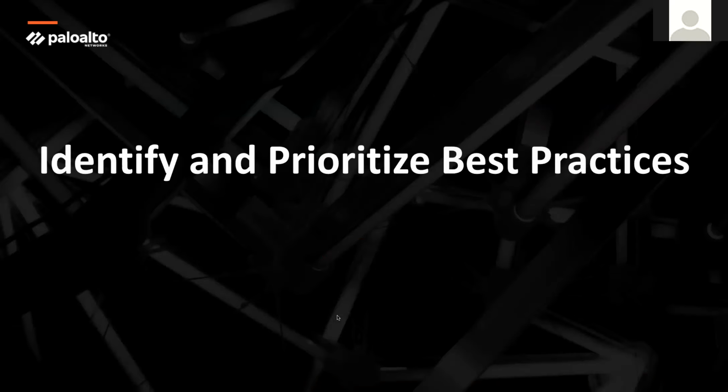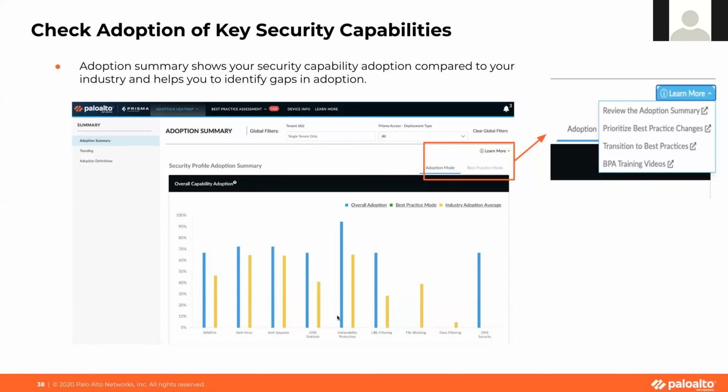Once you have successfully generated your BPA report, either through the customer support portal or through the API, now let's have a look at how you can identify and prioritize the best practices. Using an iterative prioritized approach, you can transform your security posture to the best practice state, one step at a time, making progress as you go, at your pace and level of comfort.